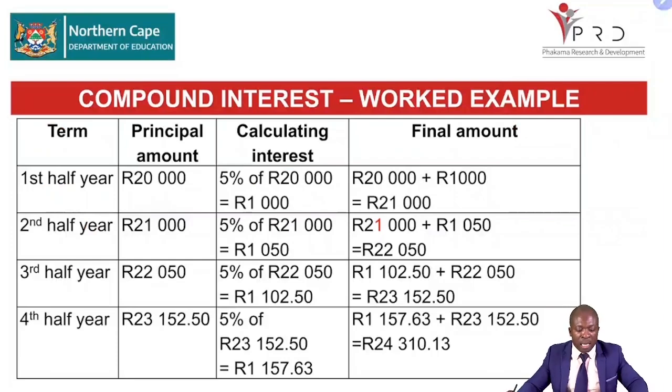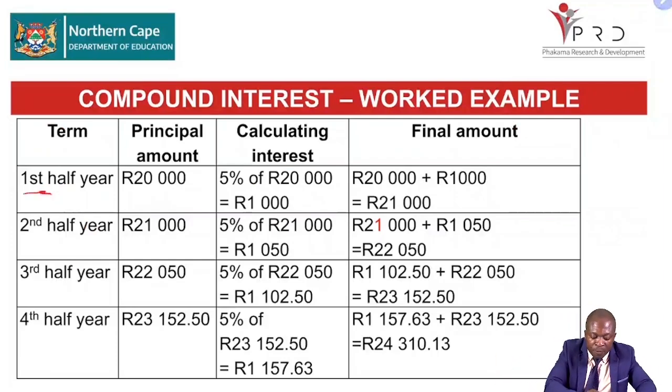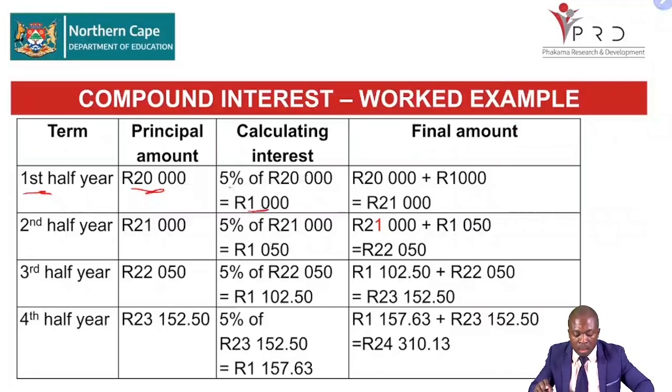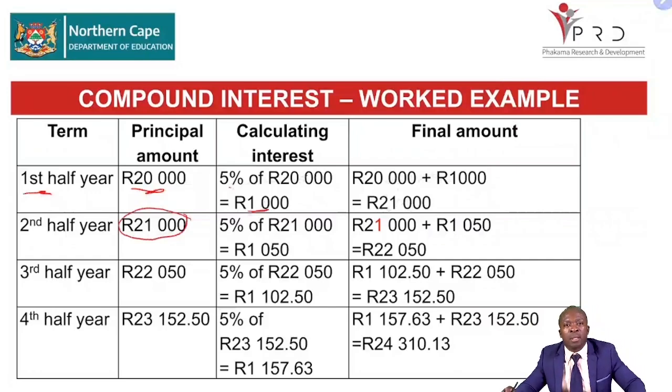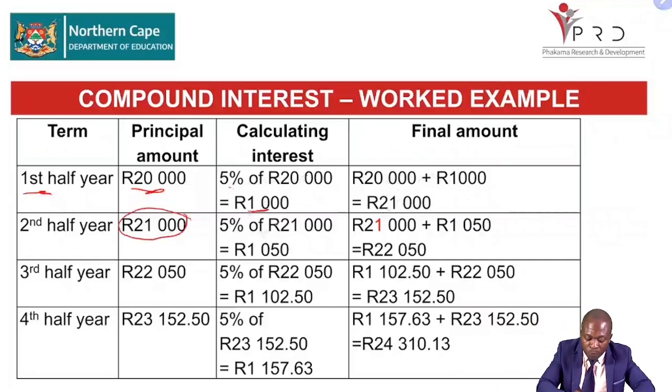So let's look at the calculations. I've done it for you so you can see. So you see the first half year, this is our 20,000. We find 5% of 20,000, which will give us 1,000 rand. Then we add the 1,000 rand to the 20,000, that will give us 21,000. When we are going to second half year, meaning from July to December, we don't take 20,000 anymore. Now we are going to take 21,000. I hope you get the idea. So the 21,000, we find also 5%.